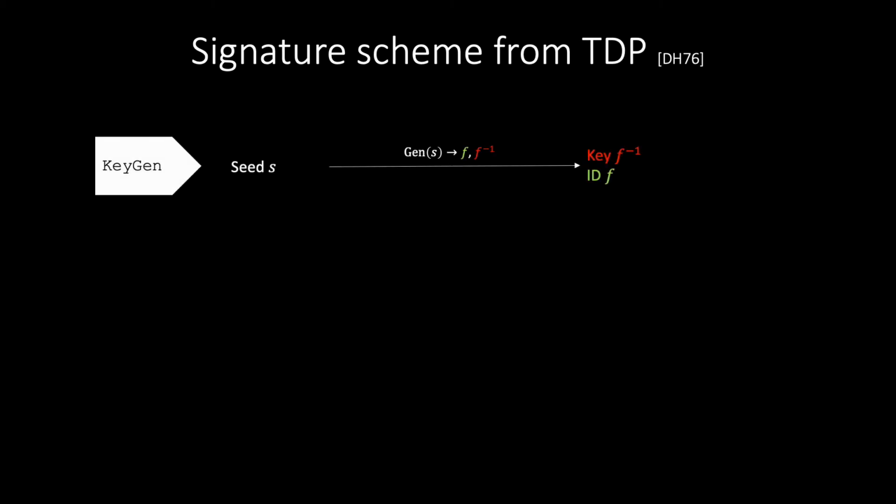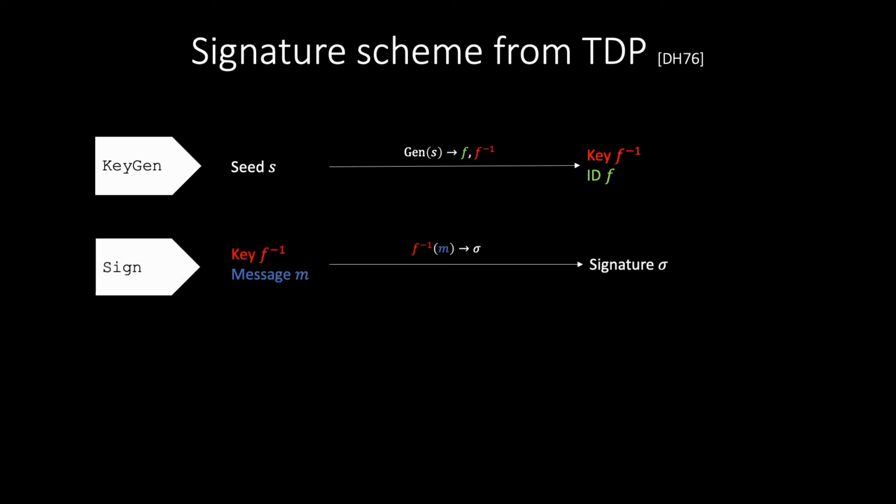In 1976, Whitfield Diffie and Martin Hellman proposed a digital signature scheme that is based on a trapdoor permutation family and works as follows. For key generation, sample a trapdoor permutation instance using the random seed input. Then, define the trapdoor function as the private signing key, and the permutation function as the public identifier. For signing a message, apply the trapdoor function to the message and define the output as the signature.